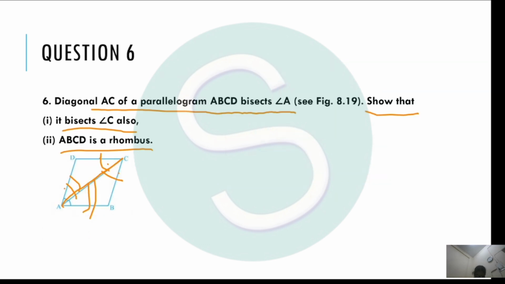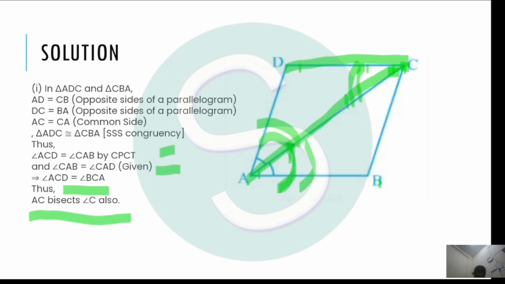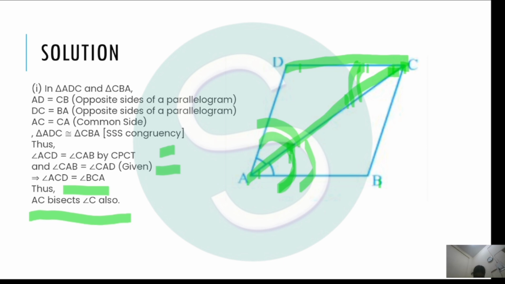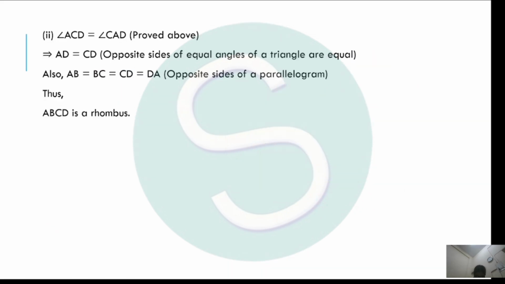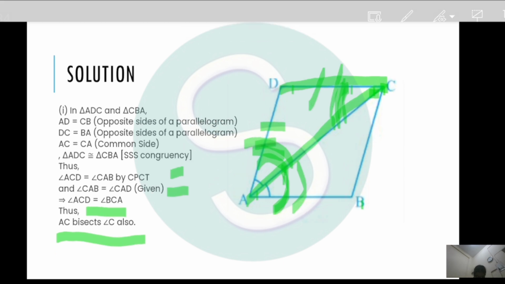And secondly, we have to prove ABCD is a rhombus. So sides opposite to equal angles of a triangle are equal. So क्योंकि हमने ये प्रूव कर दिया that AC bisects C, so we can say that these all three angles are equal, right? So if this angle is equals to this, then this implies AD is equals to CD.